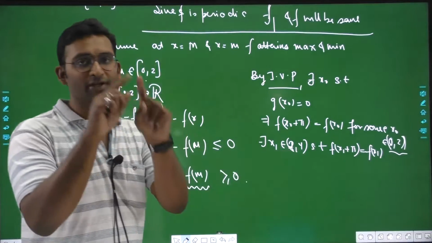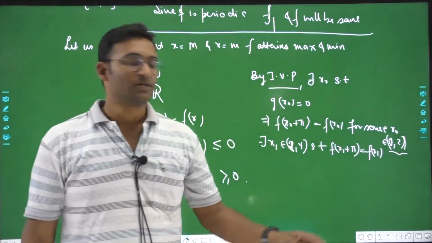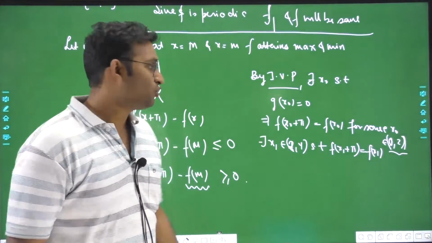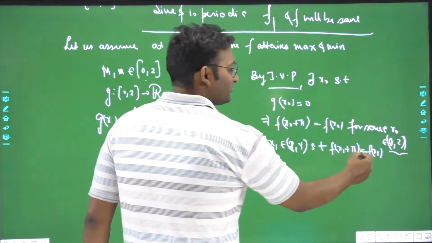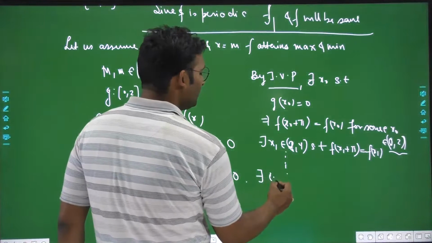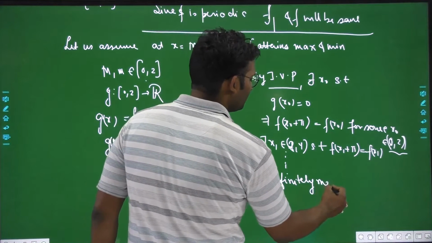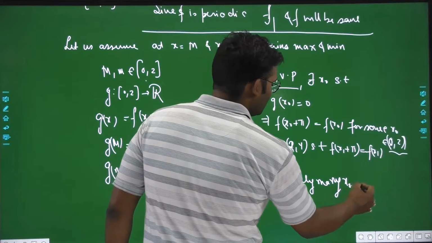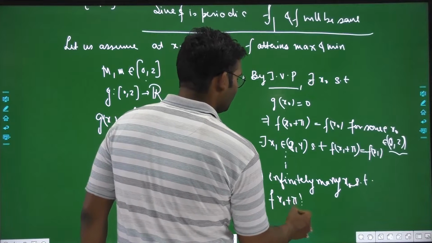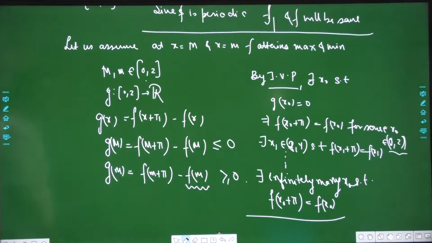Since you take the closed interval 2 comma 4, the function will attain maxima and minima. The same approach of intermediate value property, you can find that there exists some x1 belongs to 2 comma 4 such that f of x1 plus pi is equal to f of x1, and so on and so forth. So I can write there exist infinitely many x naught such that f of x naught plus pi is equal to f of x naught. So I hope everybody would have got this particular solution. If there is some doubt, please do comment.